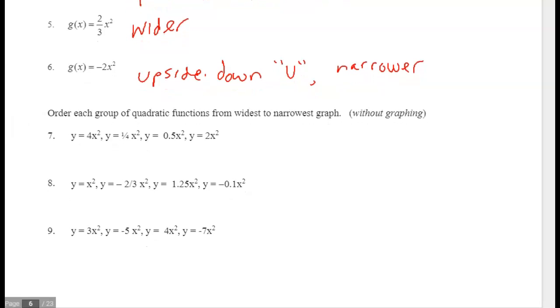So what they want you to do on these, I'm going to do number, which one am I going to do? It says without graphing. The only catch on these is that you'll notice, like here, you got a 1/4, and here you got a 0.5. So if they're both positive, which in that case they are, you need to figure out 1/4 as a decimal, which is 0.25, or 0.5 as a fraction, 1/2.